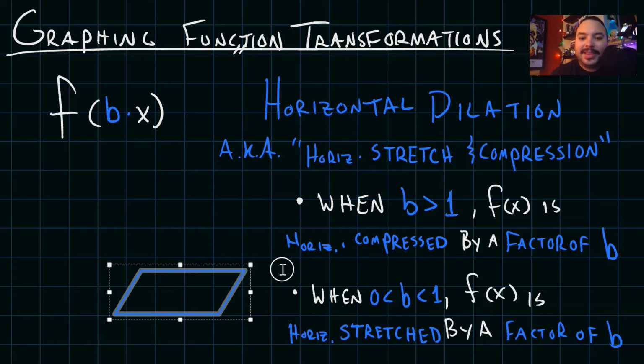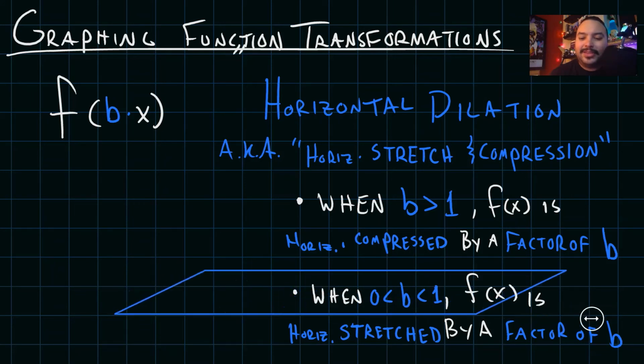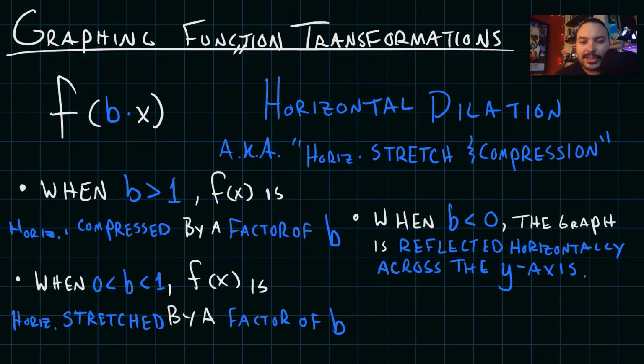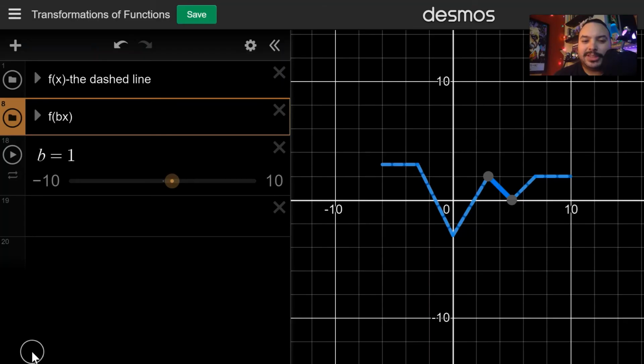Now, when b is a value between 0 and 1, this is when you're going to get the stretch happening. Values like 1/2 or 0.3 will stretch the graph horizontally this way. And just like with our a value, when b is less than 0 or a negative number, the graph is reflected horizontally across the y-axis this time. The same rules will apply, so let's take a look at how that looks graphically. Just like before, we are going to change the value of b to see how it affects the shape of our graph.